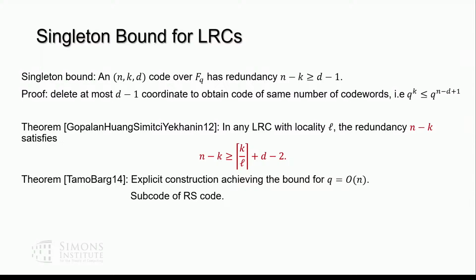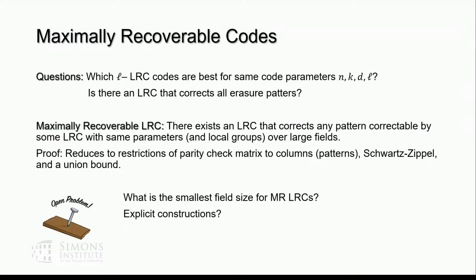And in a beautiful work of Tamo and Barg in '14, they came up with an explicit construction of codes that achieve this bound using a subcode of Reed-Solomon code. And what's interesting here, or what people care about here, is also the size of the field. So we want fields that are of small size, and they achieve this with linear size fields.